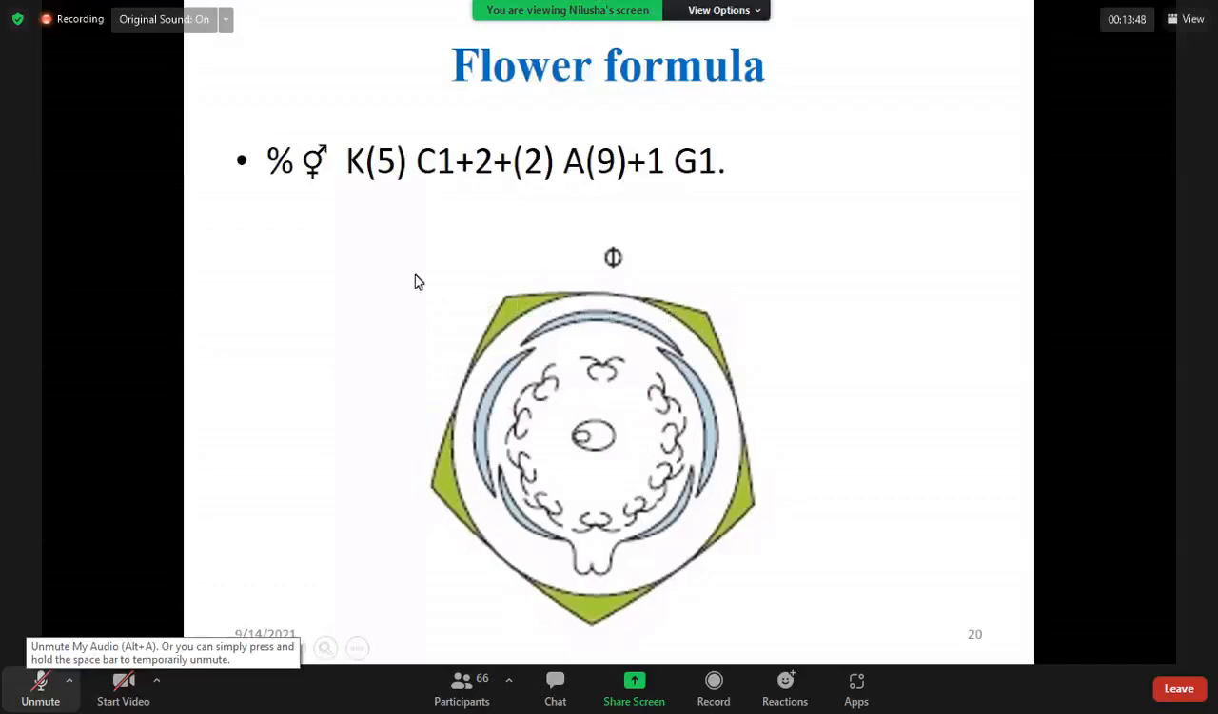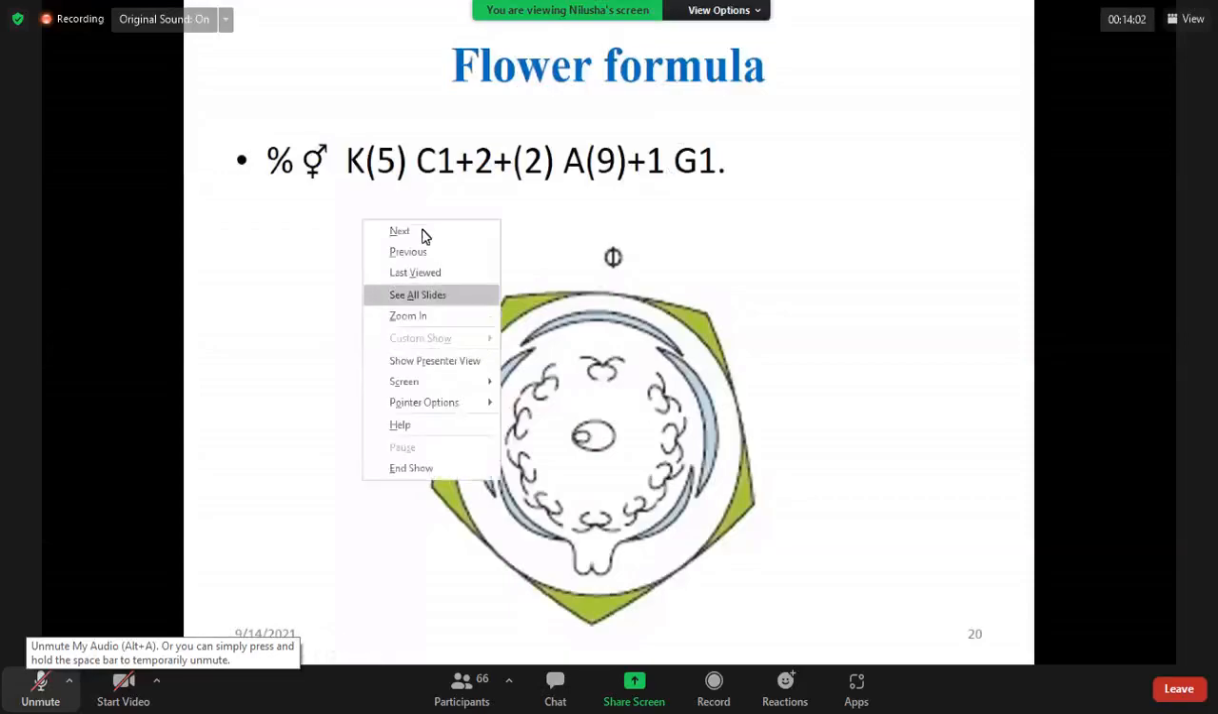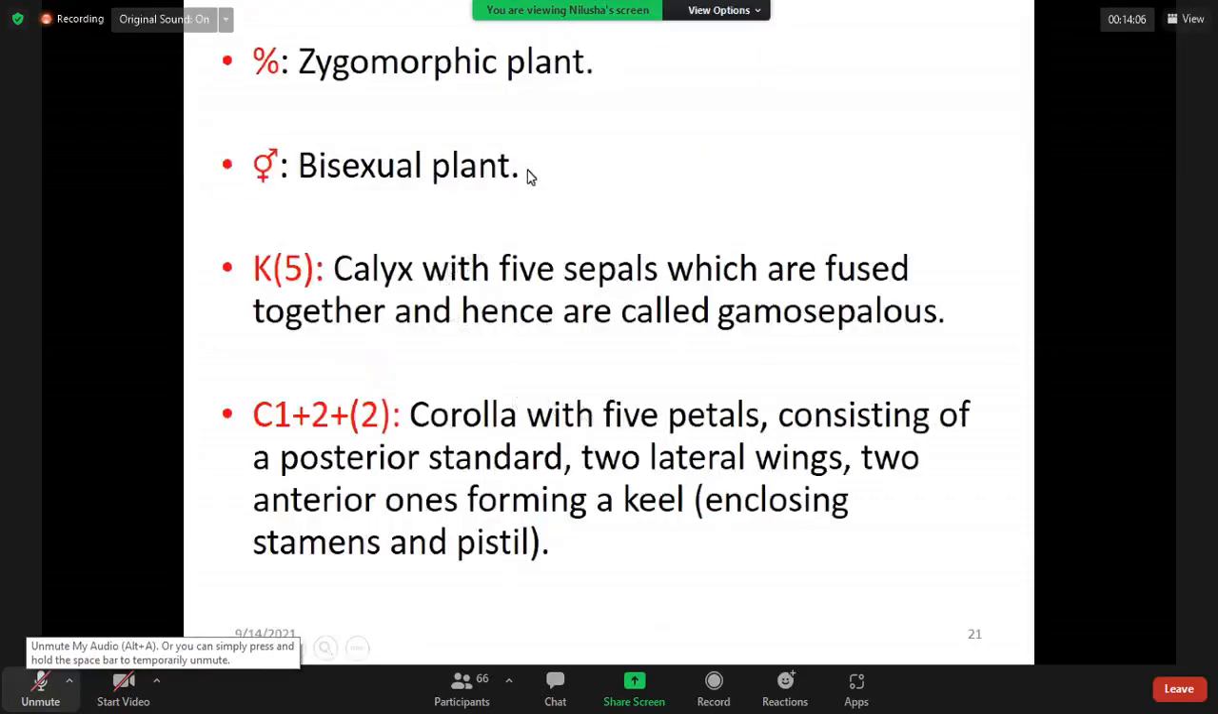Is it understood by all, or do you want me to repeat it? Understood, ma'am. Okay. This one I already explained to you, about all the symbols.